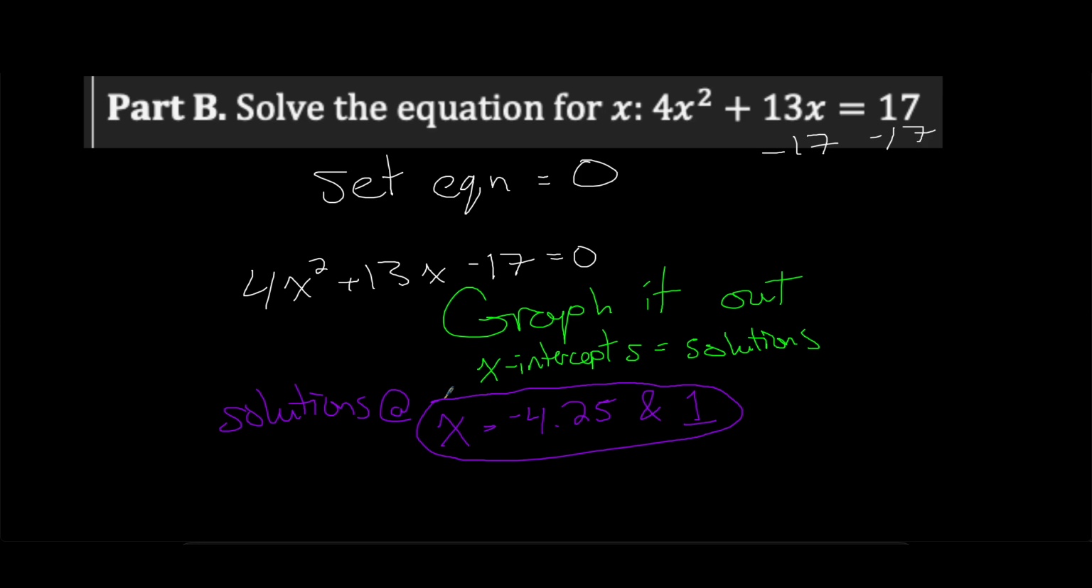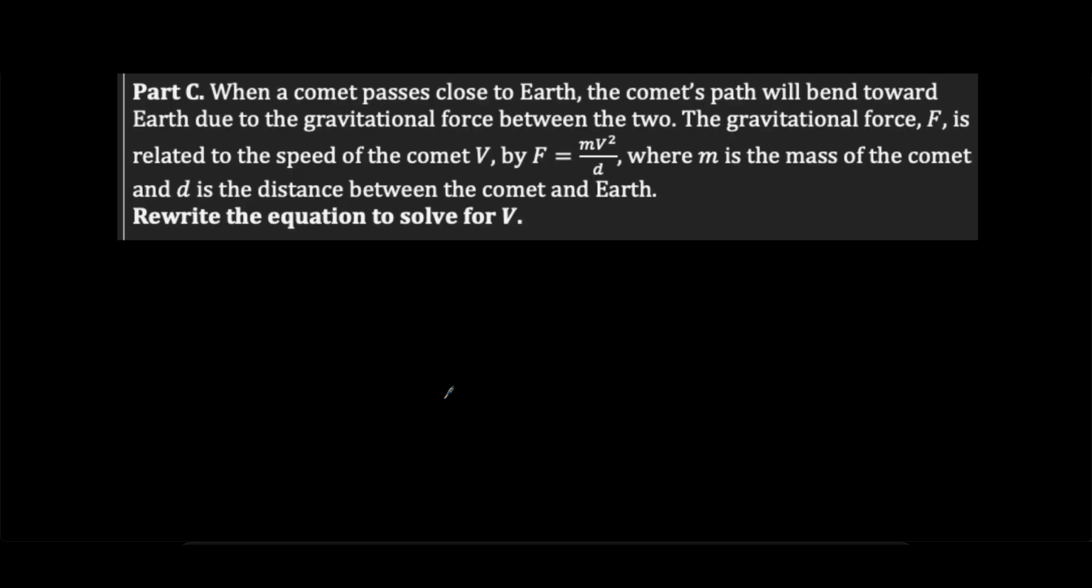For part C, we have to now rewrite the equation and solve for v. So super simple. Start with my original equation: f equals m times v squared over d. Use those inverse operations to solve for v. So I'm going to multiply both sides by d because I'm trying to get this right side equal to just v.